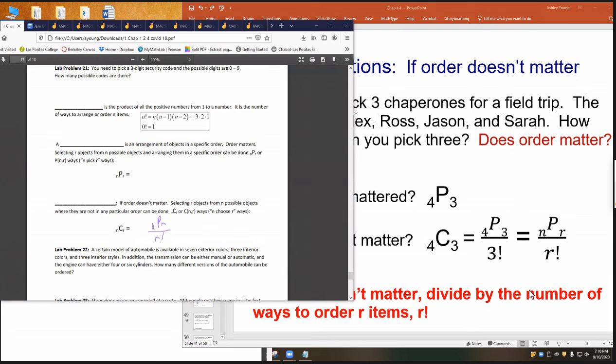If I want 4p3, I would start with 4 and multiply down 3 spots. 4 times 3 times 2. Done. Or like your lab problem was 112. Start with 112 and multiply down 3 spots. 112 times 111 times 110. Done.